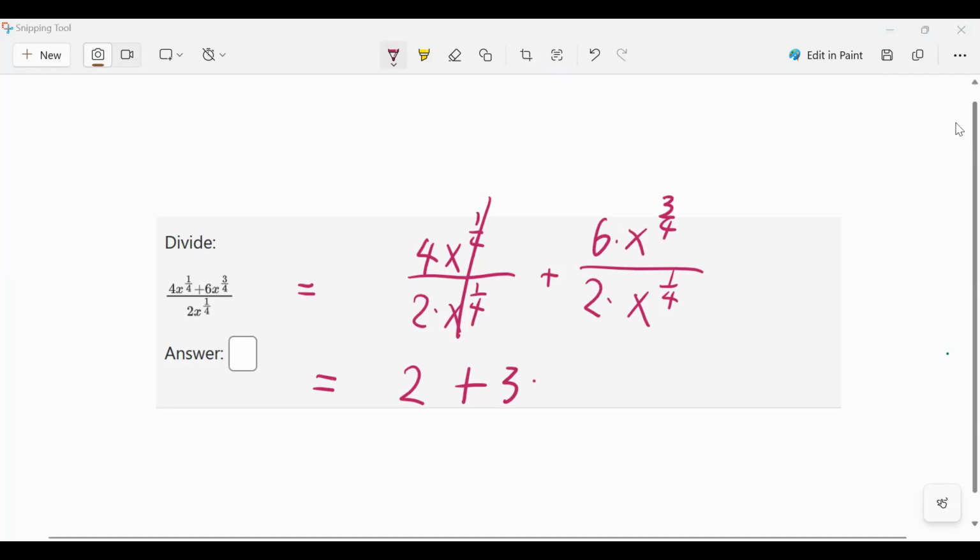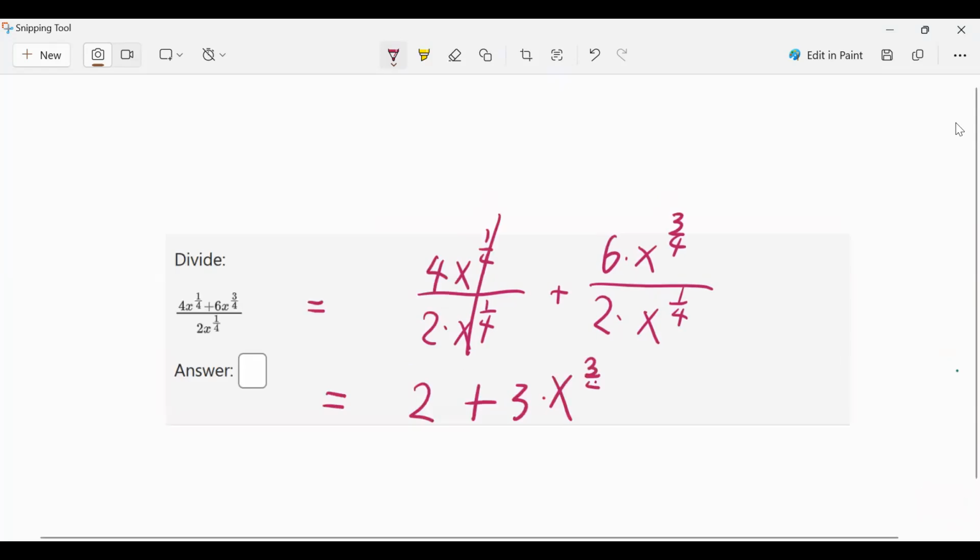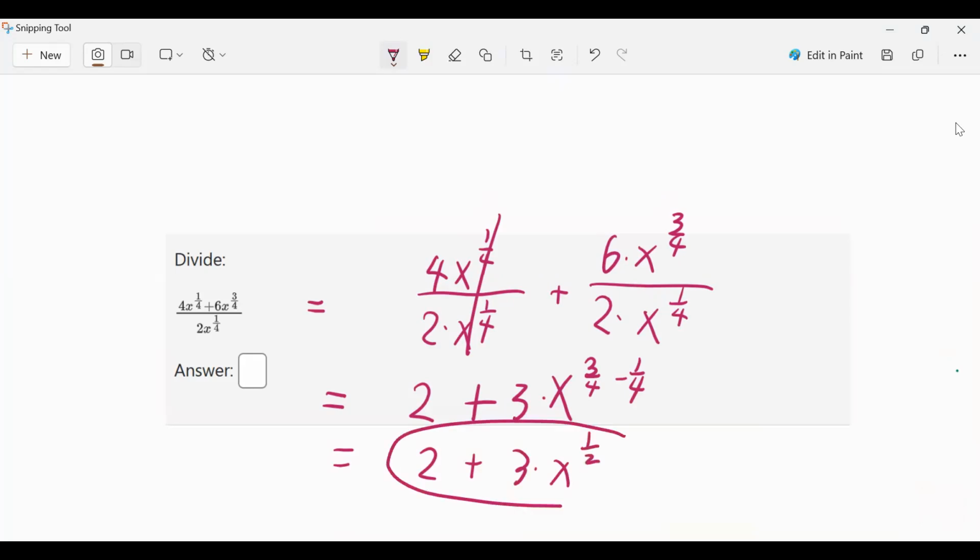So x to the 3/4, so you do 3/4 minus 1/4 for the exponent. So 2/4 is half. It's 2 plus 3 times x to the half.